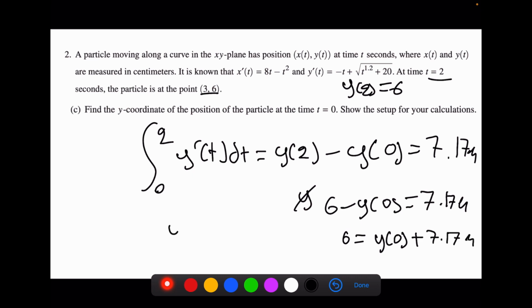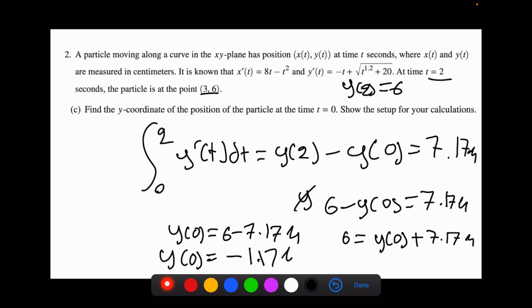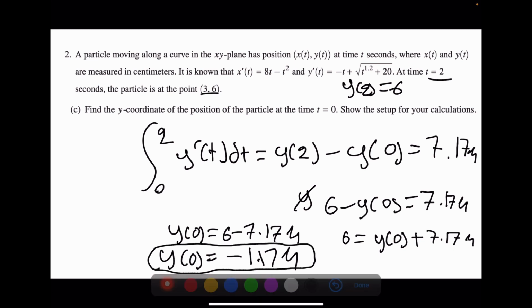And then from that, y of 0 is equal to 6 minus 7.174, which if I plug that into my calculator, I get an answer of y of 0 is equal to, sorry, I'm supposed to make this more clear, negative 1.174. And this right here is what I would put as my answer, and I feel pretty confident about it.